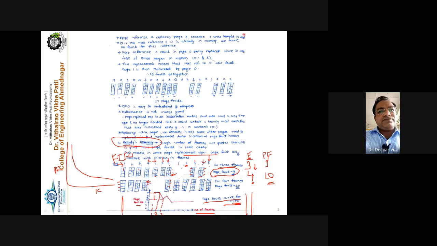And if this is 3, and I increase it to 4, so for 3 frames the page faults are 9, but if I increase the number of frames to 4, the number of page faults increases, that is 10, right? And for 5 frames, it again decreases to 6, and it will become constant. So this is the curve for this particular example, and this is referred to as Belady's anomaly in the FIFO page replacement algorithm.